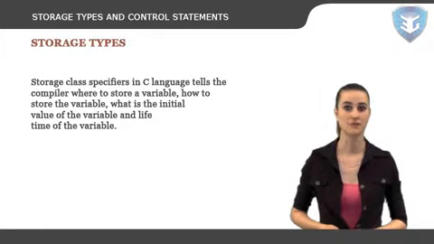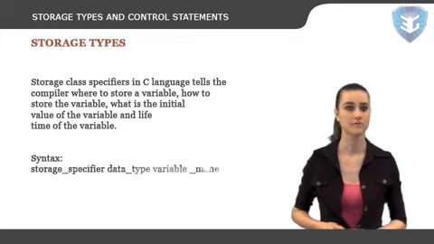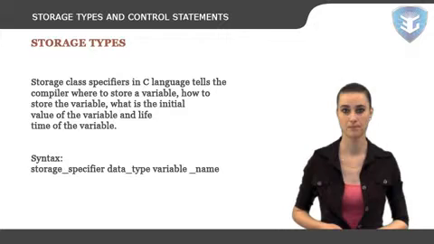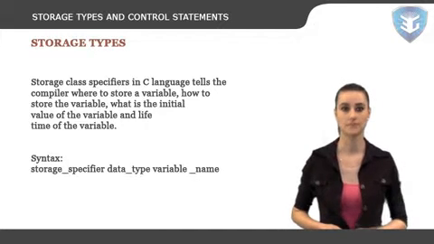Storage class specifiers in C language tell the compiler where to store a variable, how to store the variable, what is the initial value of the variable, and the lifetime of the variable. The syntax is as shown.